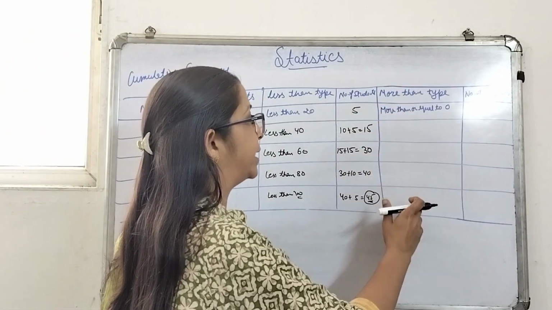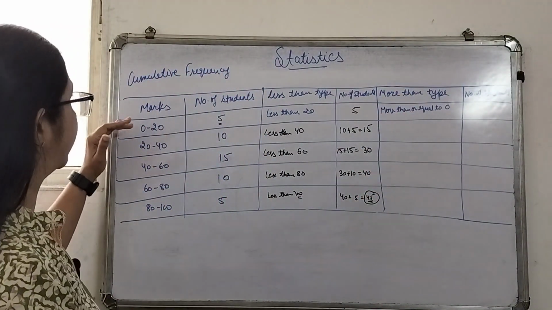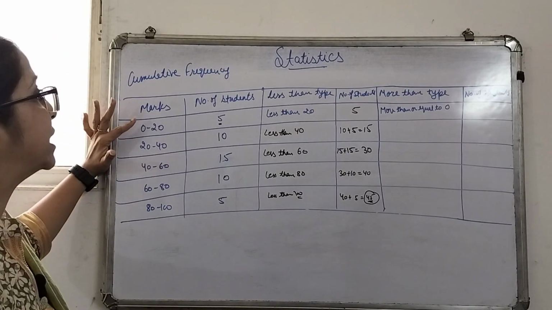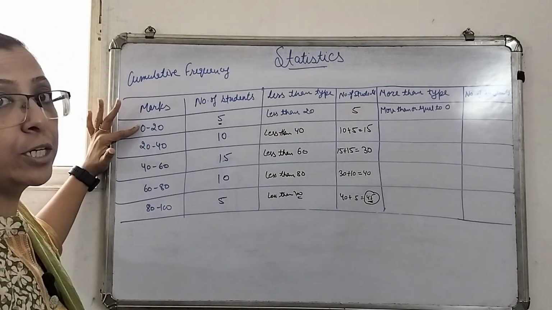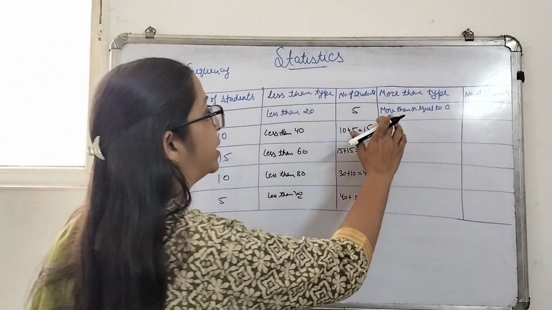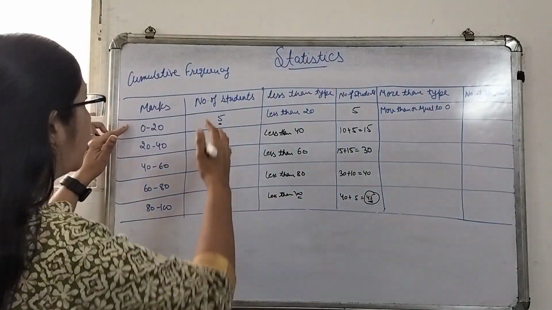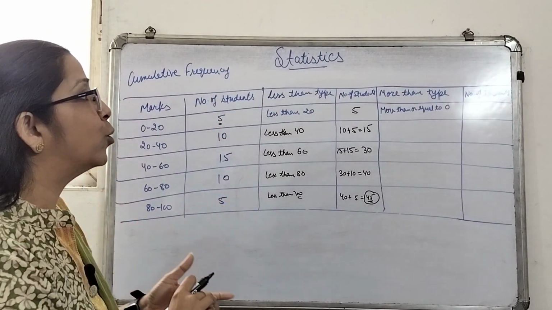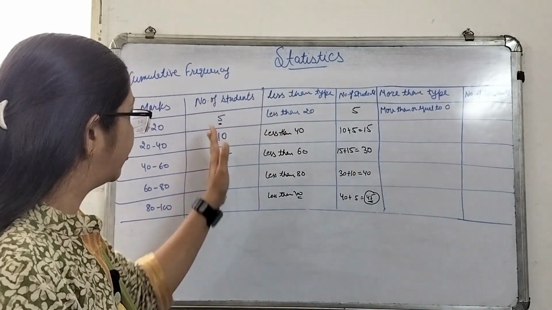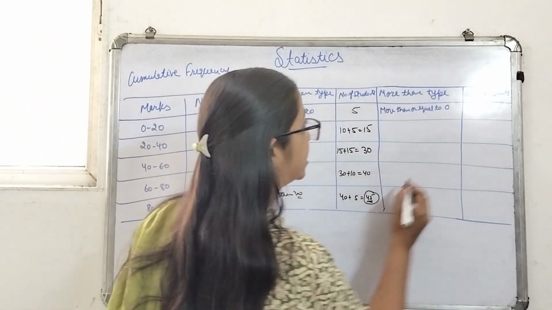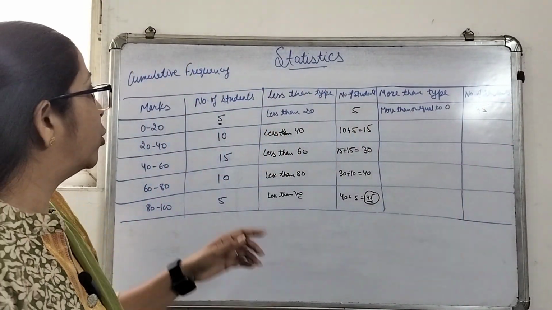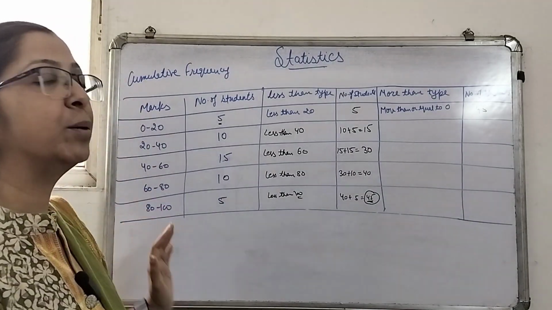Now more than type. In more than type we will be starting with how many students have secured more than or equal to 0. Maybe 0 or maybe more than that. So more than or equal to 0. All the students are there who have secured either 0 or more than 0. So the total number of students, that is 45, have secured either 0 or more than 0.